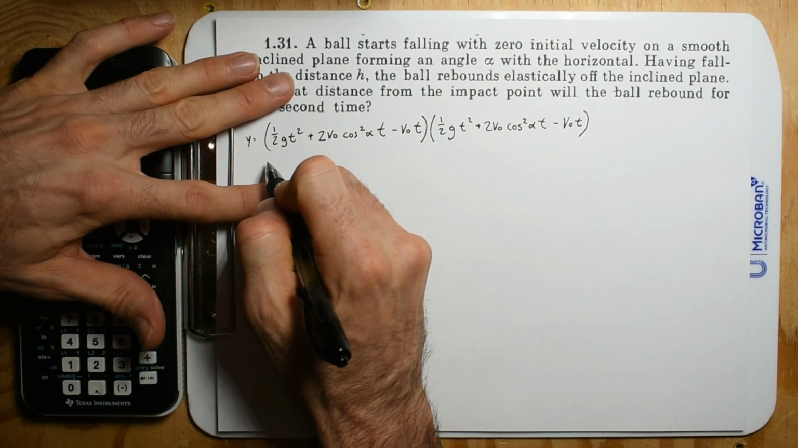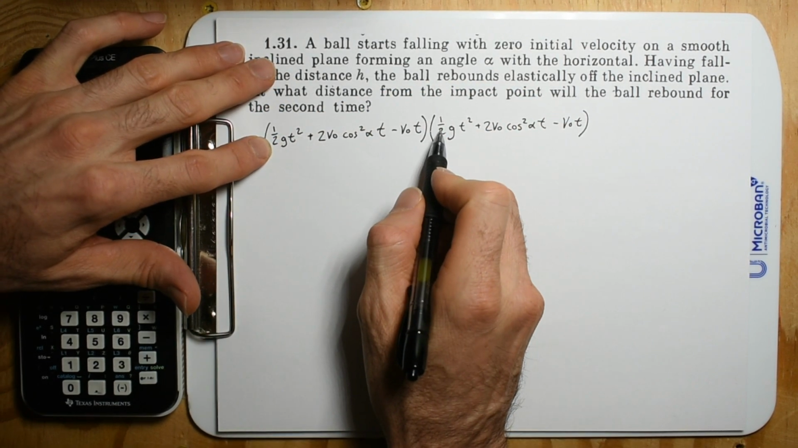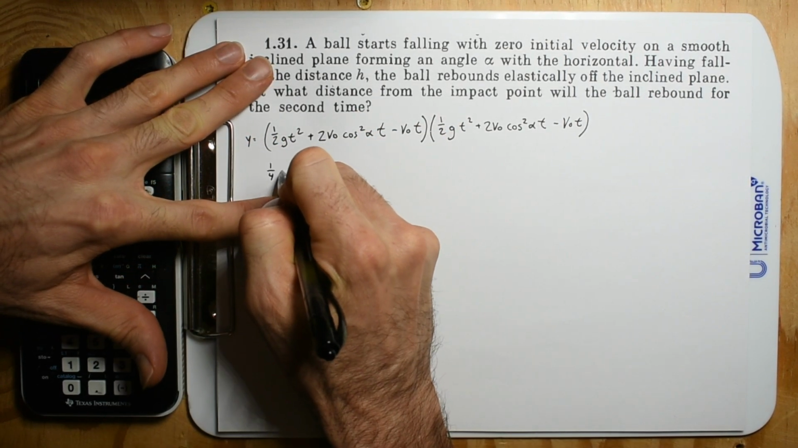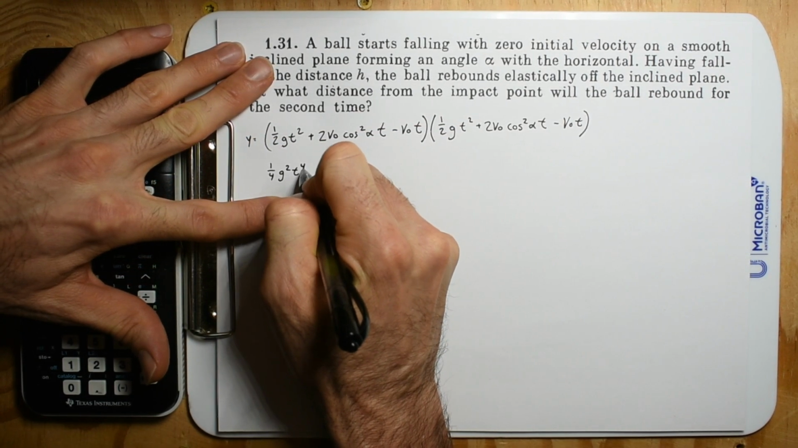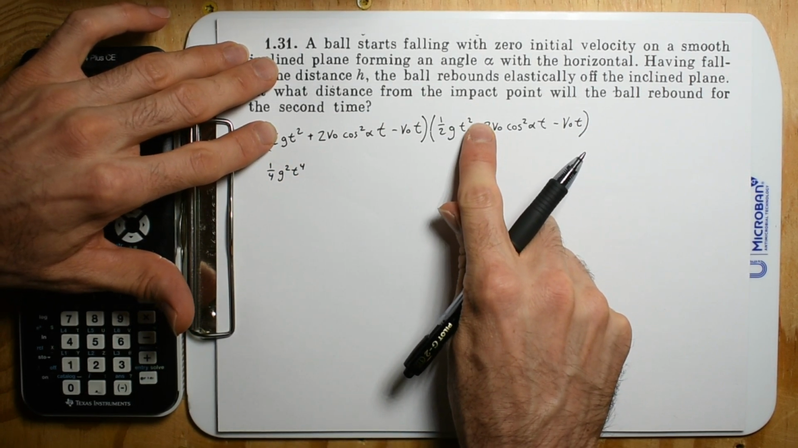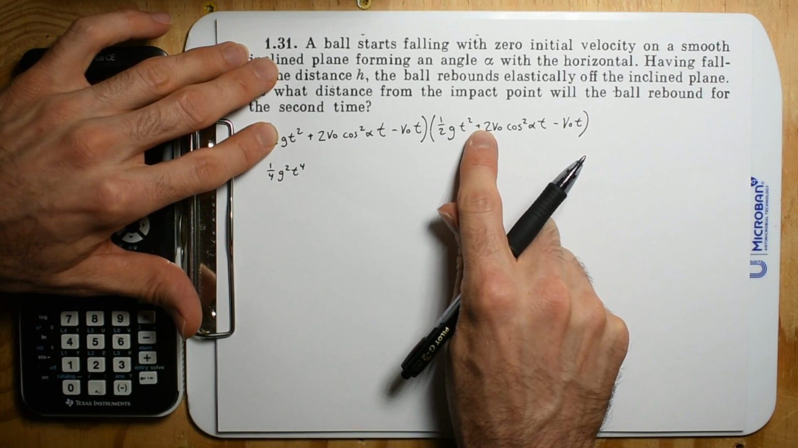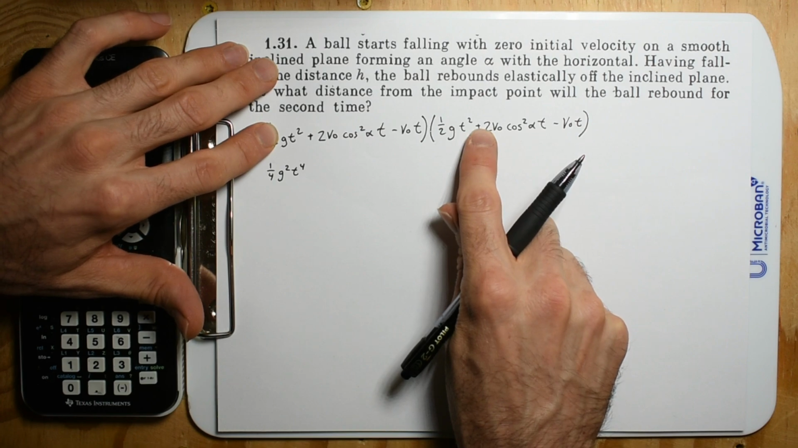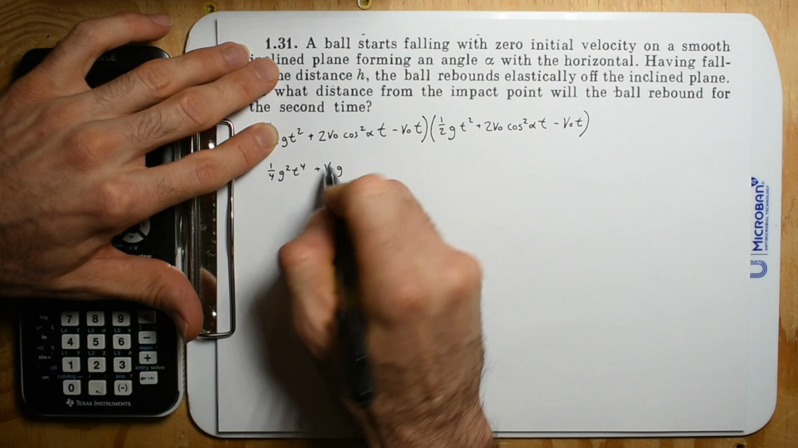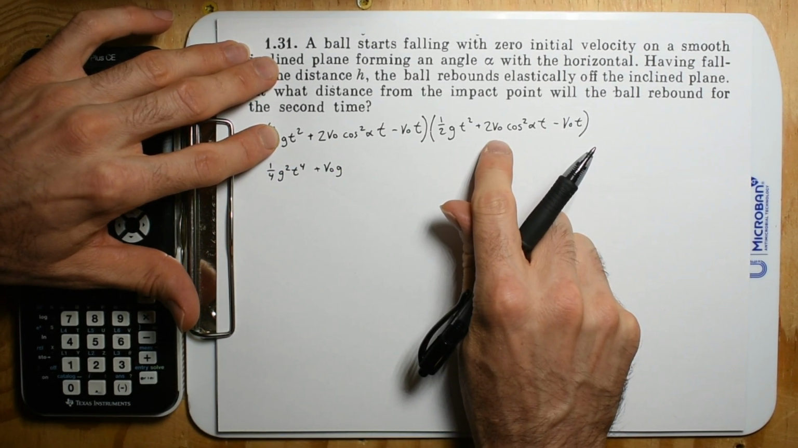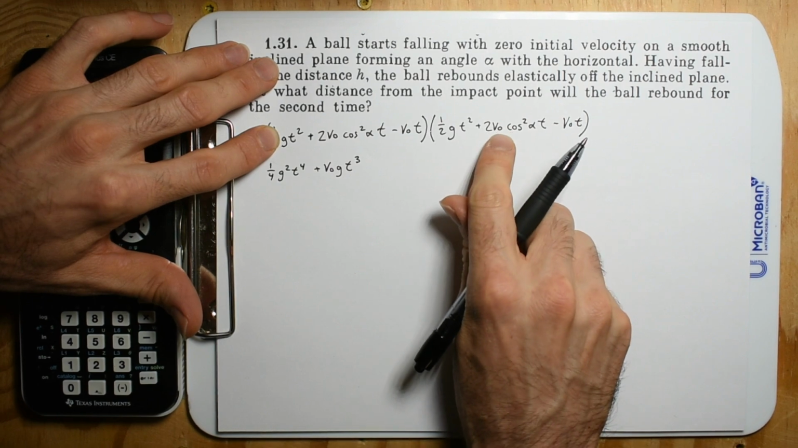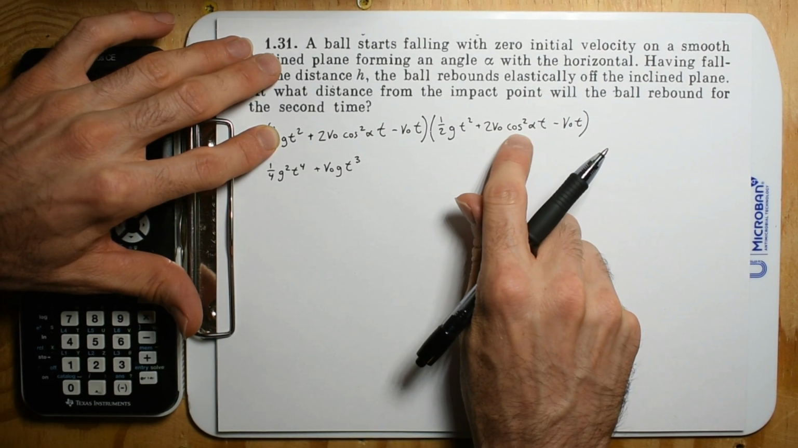Okay, let's do it. We're going to have 1/2 times 1/2. We're going to do these, that's obvious. 1/4 g squared, t to the 4th. Cool. Now we're going to do this. The half goes away, and the 2 goes away. So now we're going to get v naught g, so plus v naught g, t cubed. And then we're just going to have the rest.